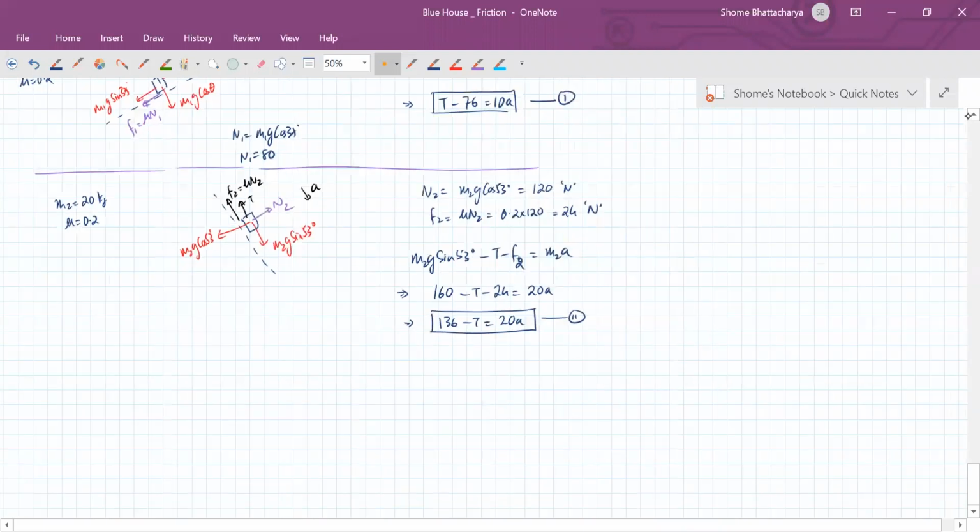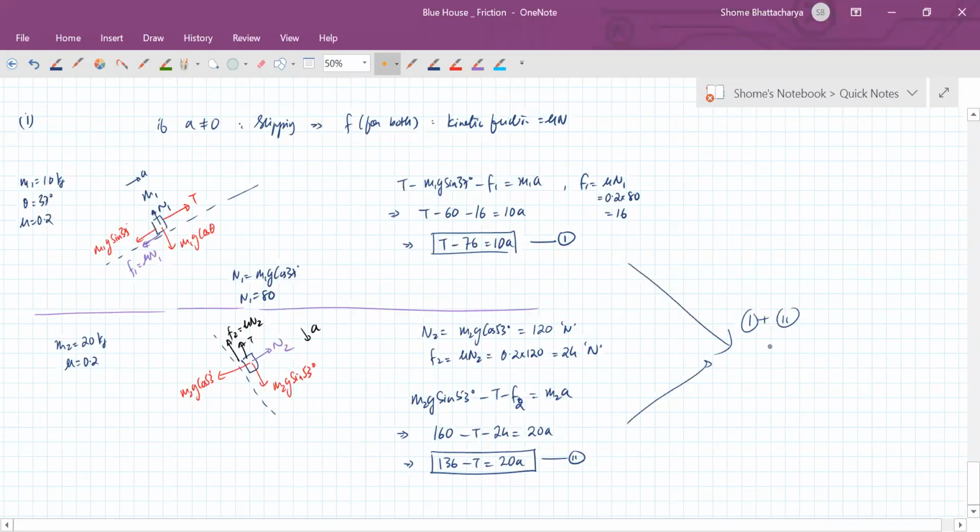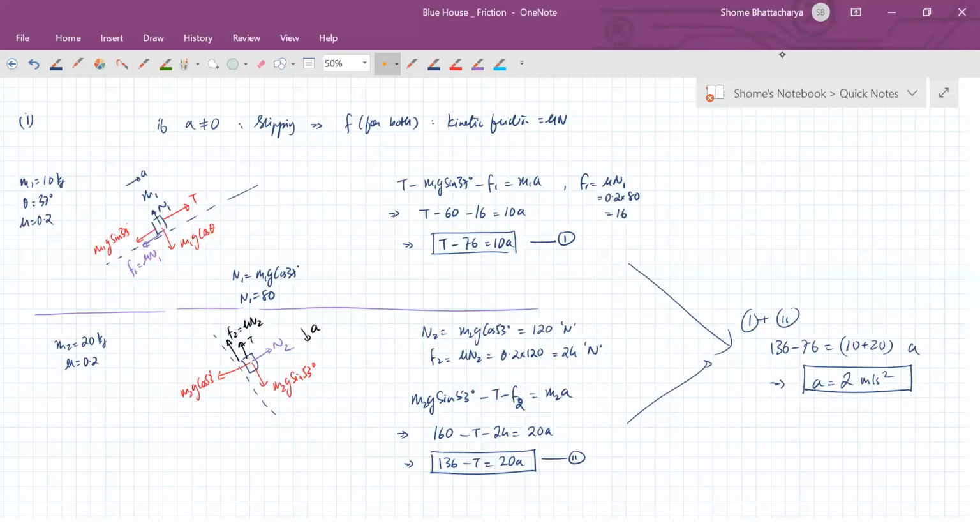So now solving these two equations, just add equation 1 with 2. Okay. So that is the answer to the first part. Okay, so I'll come to the second part. First, note down the solution of the first part.